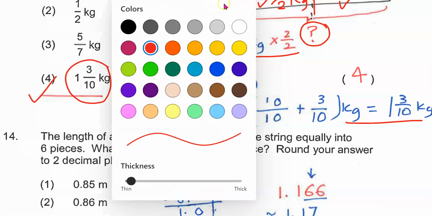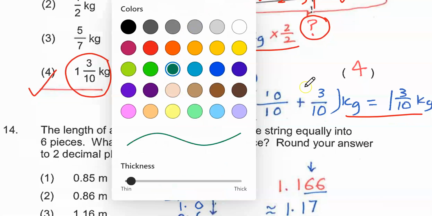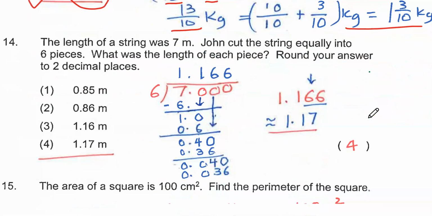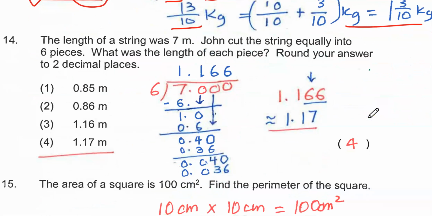Okay, next question. The length of a string was 7 meters. John cut the string equally into 6 pieces. All you have to do, 7 divided by 6. Then you have an answer 1.1666, and it should go on with 6s all the way.